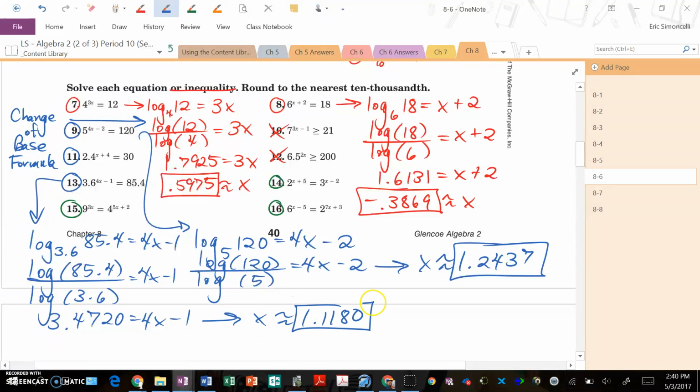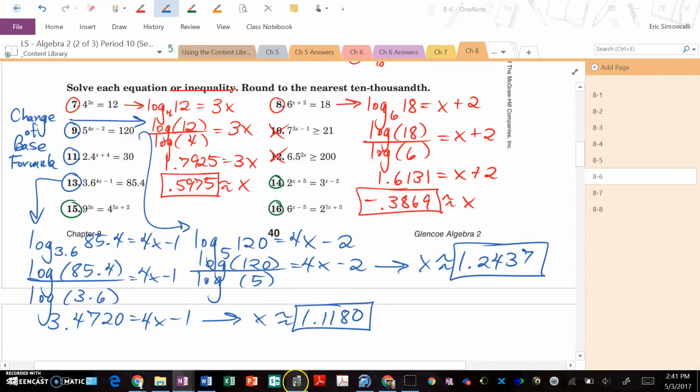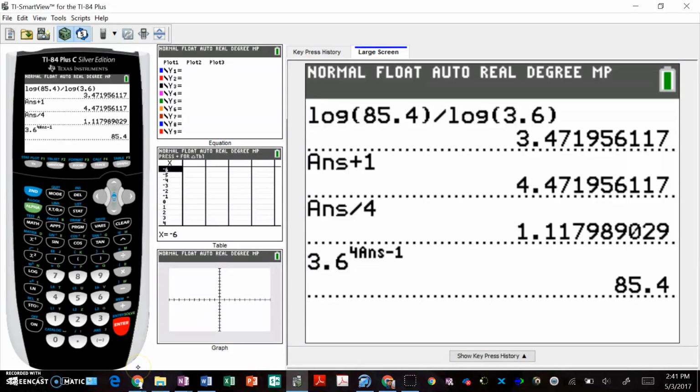All right, we'll go ahead and highlight this as our final answer, and yes, we could check it again by taking 3.6 raised to the 4 times the answer, and then what? Minus 1, correct? All right, we do that, hit enter, and it should end up being the original number that I was taking the log of, 85.4.